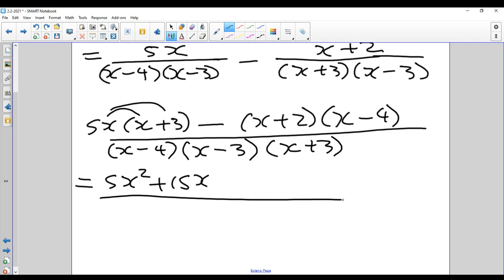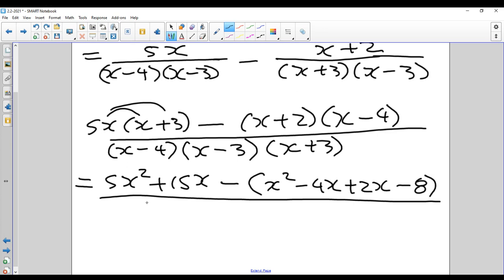Now, I need to minus everything that comes out of this. So I'm going to open a bracket, and I'm going to go ahead and start foiling this out. So x times x is x squared. X times minus 4 is minus 4x. 2 times x is plus 2x. And 2 times minus 4 is minus 8. And all of this is over the denominator of x minus 4, x minus 3, x plus 3.